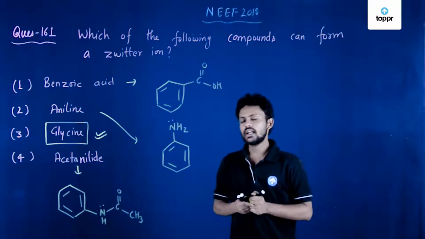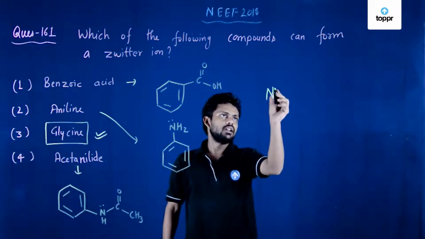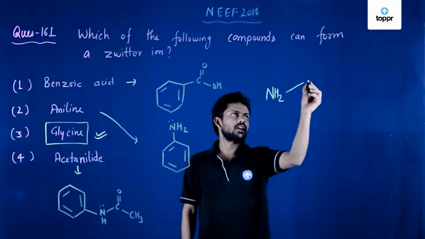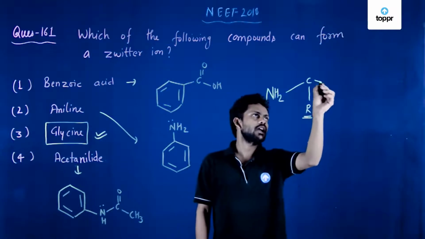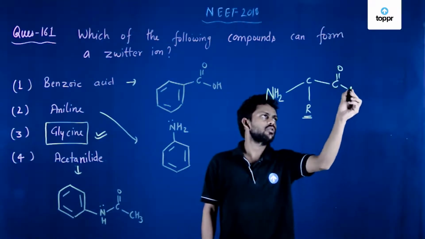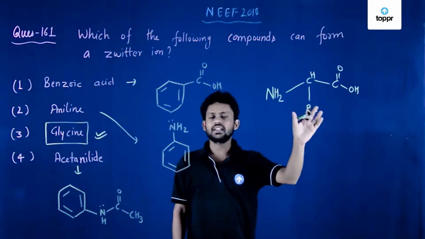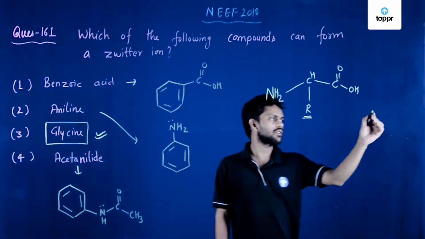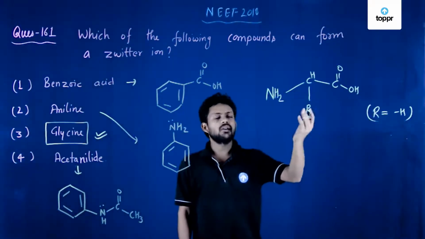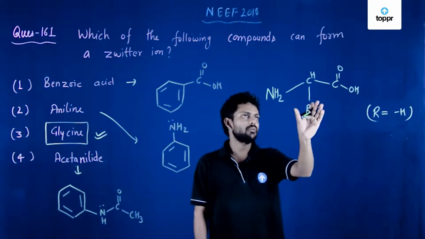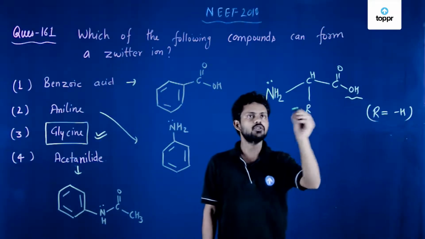On the other hand, we know the structure of amino acids. Amino acids have an NH2 group here, then a carbon which carries an R group, and then another C double bond O bond OH. So this is any amino acid. In the case of glycine, this R is simply H. In any amino acid you have an R group, so it does not matter. You have a lone pair here. This is an acidic group, and this is a basic group.